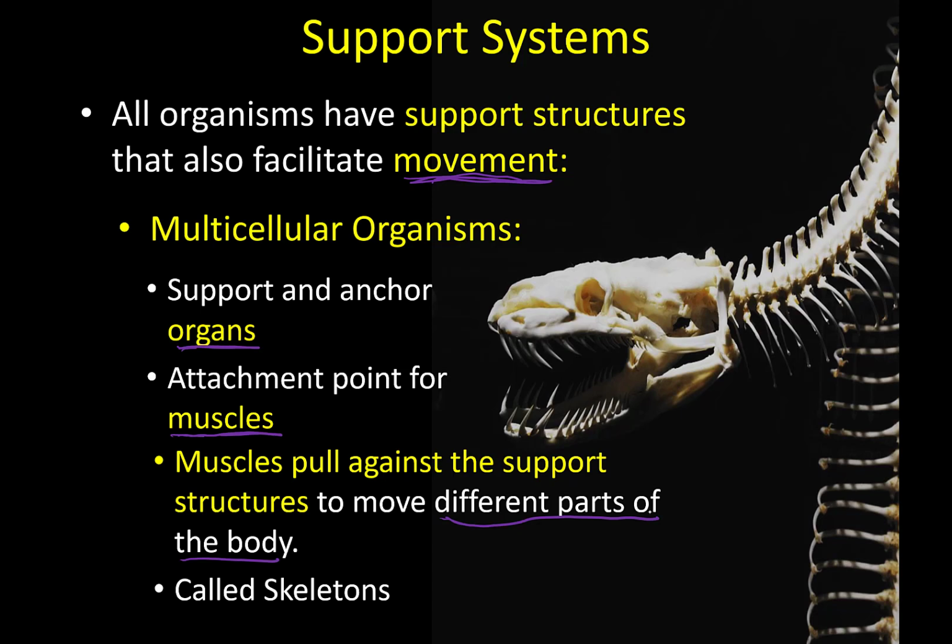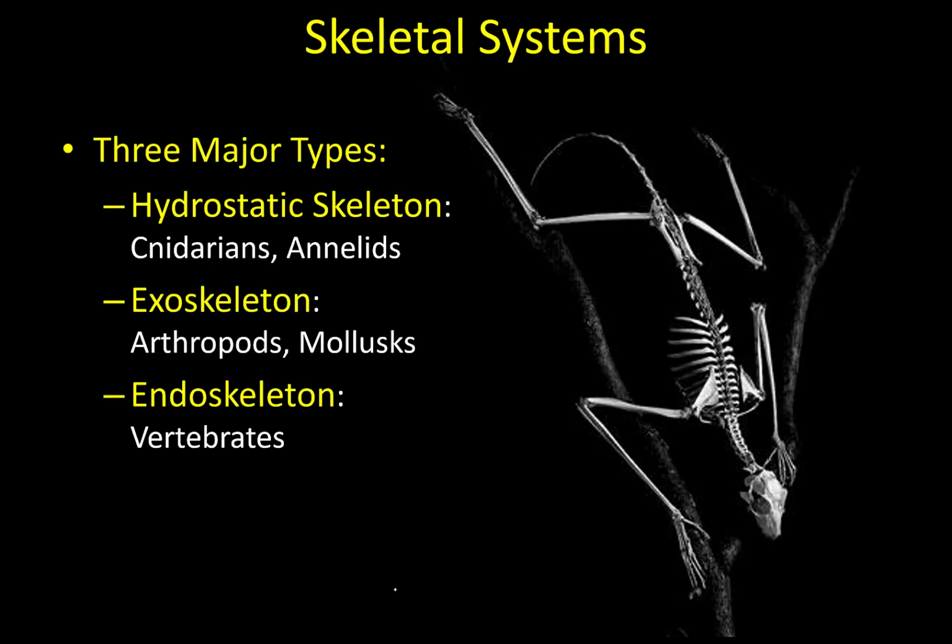Okay? These support structures in general are called skeletons, and there are multiple different types. The three major classes of skeleton that we are going to discuss are hydrostatic skeletons. We'll use cnidarians and annelids to provide examples of this type. Next are exoskeletons. Arthropods and mollusks are most famous for this sort of skeleton. And then finally, endoskeletons, which are well known from the vertebrates.